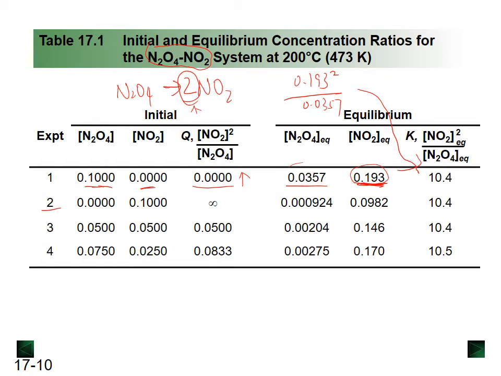In the second experiment, we start with the product, no reactants. So how do you calculate the Q? Q is product divided by reactants, so it should be 0.1 squared divided by reactants. Note that anything divided by 0 is infinity. So you have a very large Q, as we discussed in the last slides. A very large Q indicates too much product. In this case it is infinity, so we only have product, no reactants.